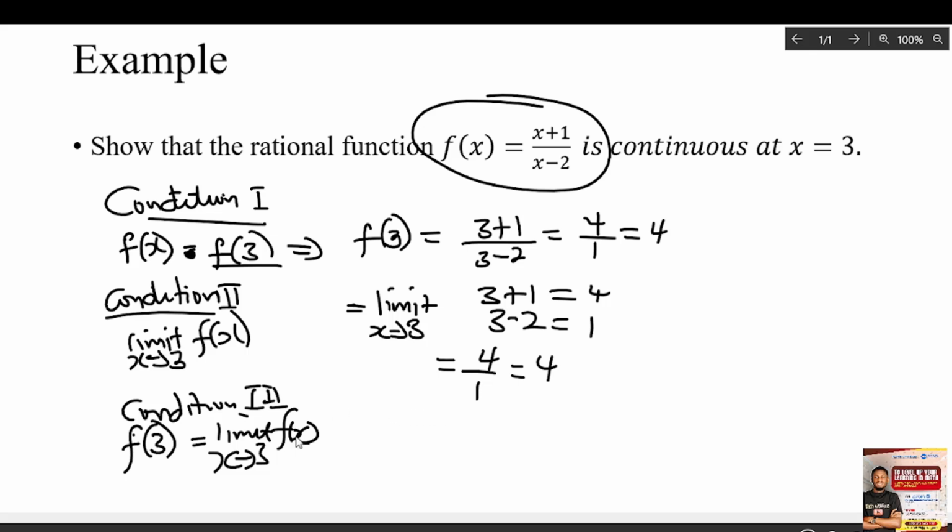Now for condition 3, when the function is defined at x equal to 3, it should be equal to the limits of that function as x approaches 3. And since we have all the answers to be equal, it means that f of 3 is equal to the limits of the function as it approaches 3. So the results that we had for the two are equal, and you can see that this function is continuous at 3.